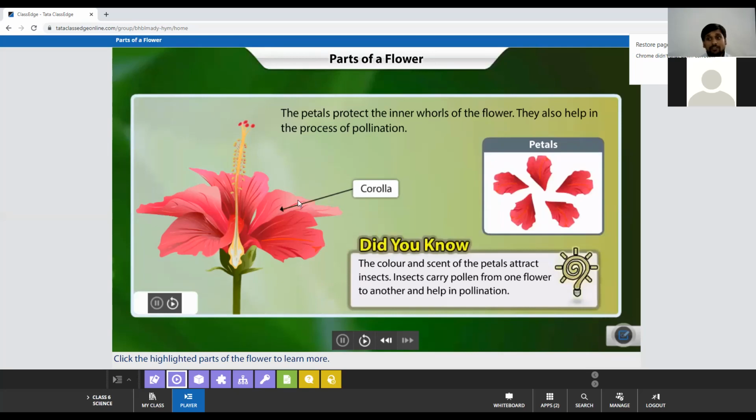Good. See, whenever we see a flower in nature, we see that some insects will be coming, and what they do, they simply suck the nectar from the plant. Yes or no? And it even helps the flower during the process of what? Pollination. What do you mean by pollination? We'll discuss in the further class.